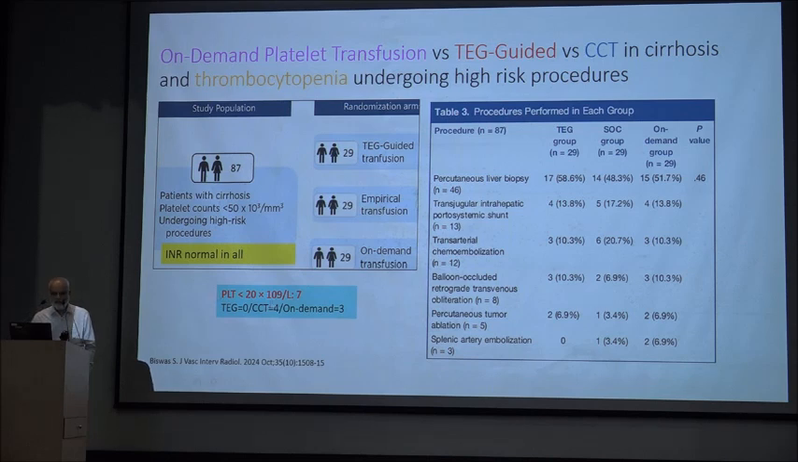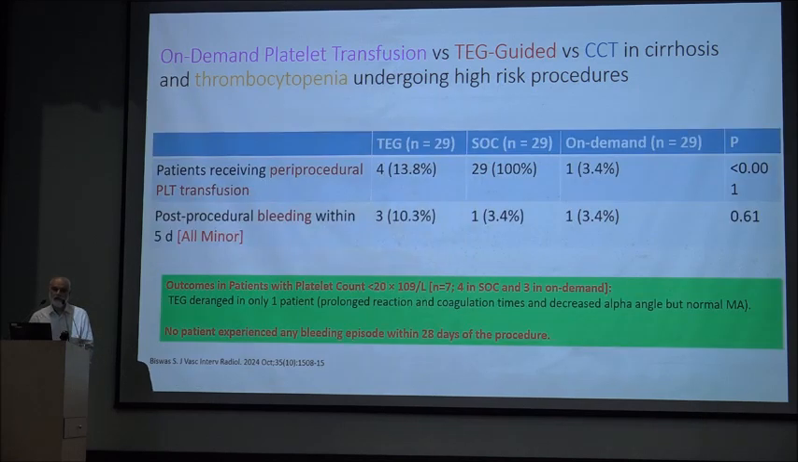We can see platelets less than 20 were there in 7 patients: in the TEG group none, conventional group 4, and on-demand 3. So these were the kind of procedures. You can see percutaneous liver biopsy was the most common procedure. So they were doing percutaneous liver biopsies even with such low platelets. Now we can see that patients receiving peri-procedure platelet transfusion is obviously higher in the TEG and SOC groups as compared to on-demand. Post-procedure bleeding was also similar.